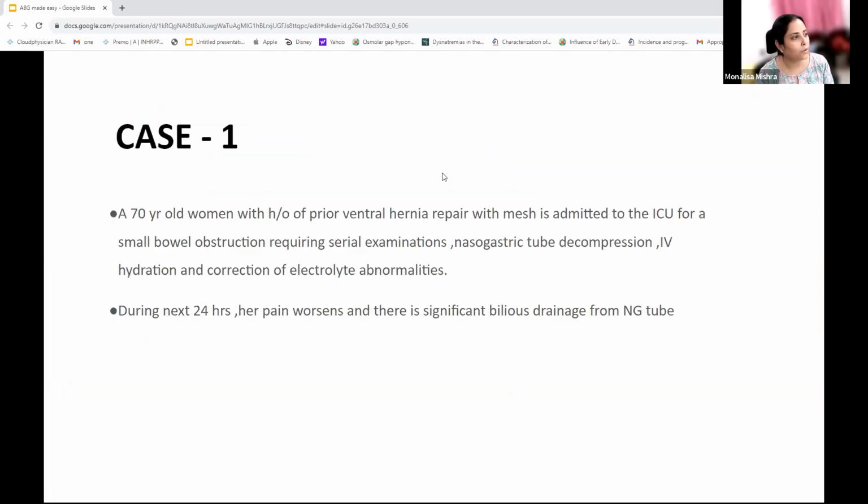So this is what you have to remember. Now we'll go to the case. We'll slowly solve some cases so that this becomes clear. Now there's a 70-year-old lady who came to you with a history of ventral hernia repair with a mesh. The patient was admitted to you with small bowel obstruction. They required serial examinations. NG tube was put in, IV hydration was given, and electrolyte correction was given. During the next 24 hours, her pain worsens, and there was significant bilious drainage from the NG tube.